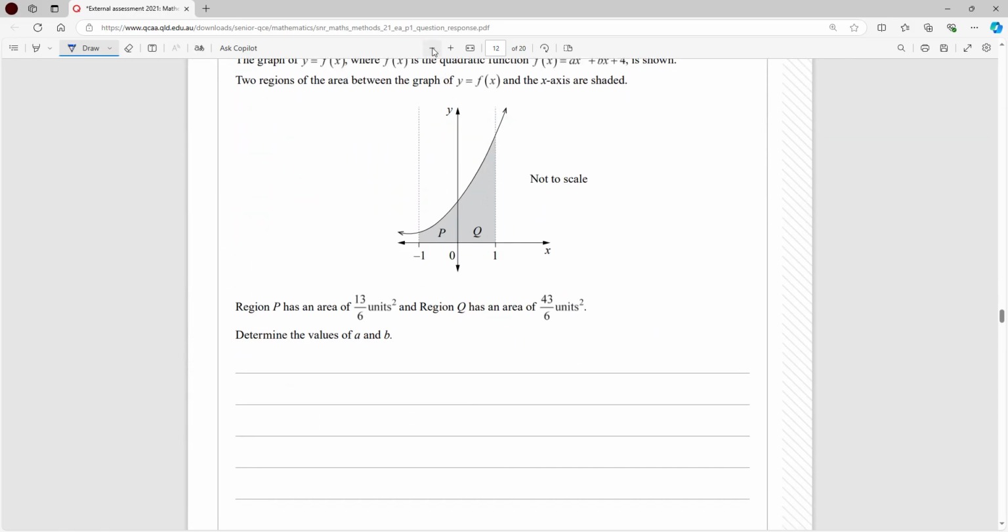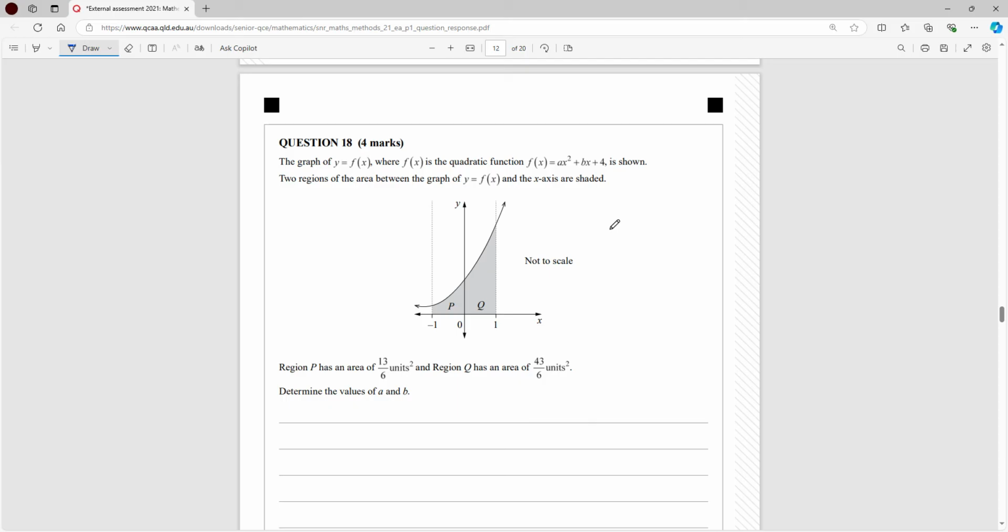Alright, so question 18. The graph y equals f of x, where f of x is a quadratic function ax squared plus bx plus 4, is shown. Two regions of the area between the graph of y equals f of x and the x-axis are shaded. So we have regions P and Q, okay? Now region P has an area of 13 on 6 units squared, and region Q is 43 divided by 6. Determine the values of a and b.